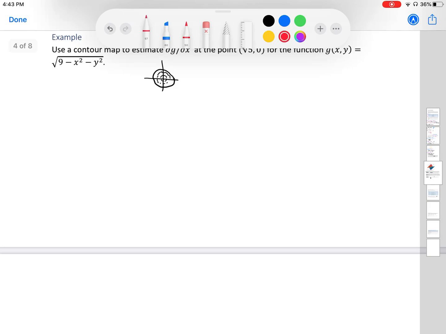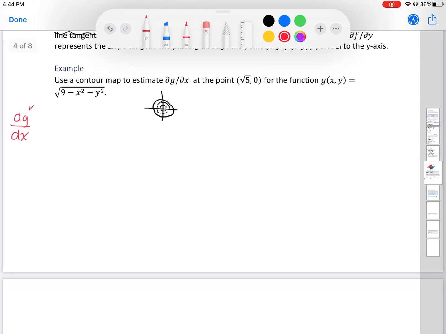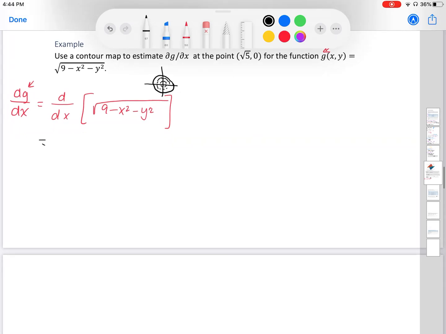So we first have to find dg dx. And we're using g instead of f just because this function is named g, not f. Okay, so let's begin by finding the derivative in terms of x of our function, the square root of 9 minus x squared minus y squared. Okay, so let's go ahead and take the derivative. So we have to work with the chain rule. We take the derivative of the exponent of the outside, and the derivative of our inside.